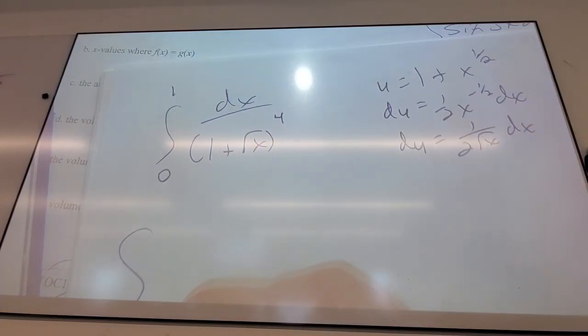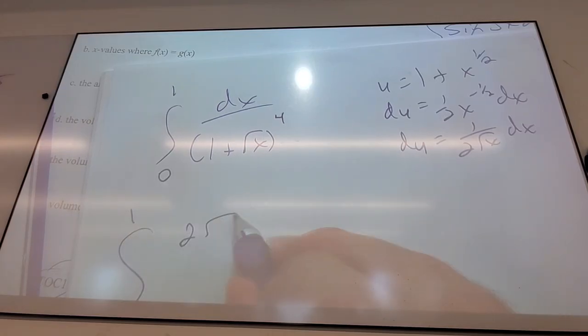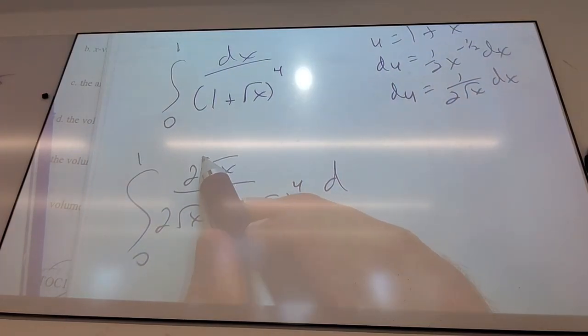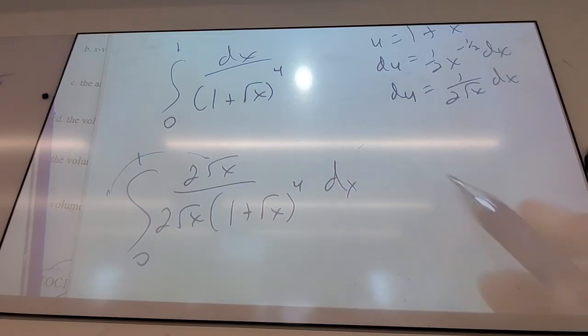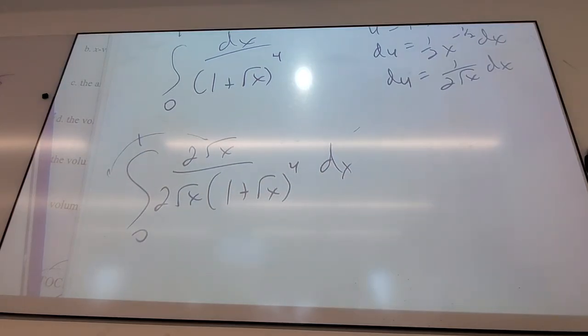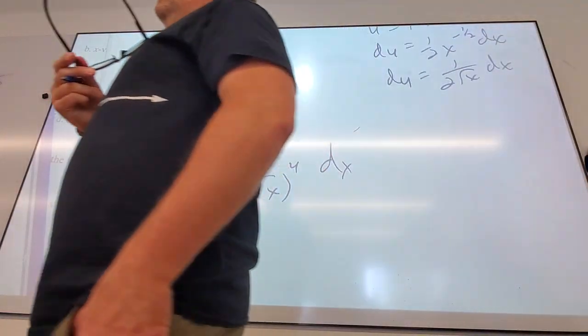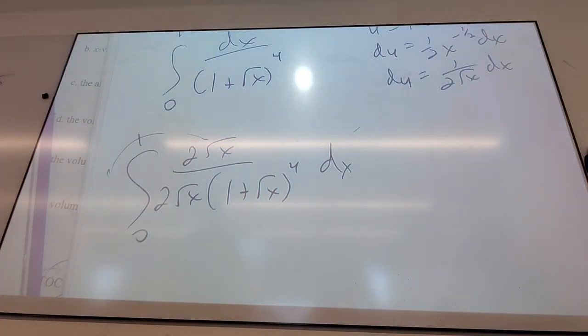So look what I'm going to do. I'm going to put 2 rad x on the top and 2 rad x on the bottom. Is that legal? Of course it's legal, because I just multiply the inside by 1. I did not put a variable on the outside, because that's what I'm definitely not allowed to do. But inside, I can multiply the inside by 1, and 2 rad x over 2 rad x is 1. Except if x equals 0, but the integral is based on limiting functions, so it actually never gets to 0.